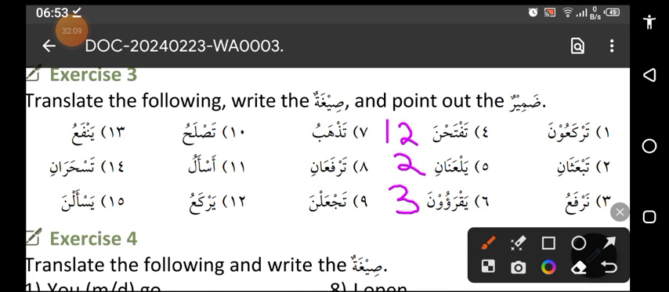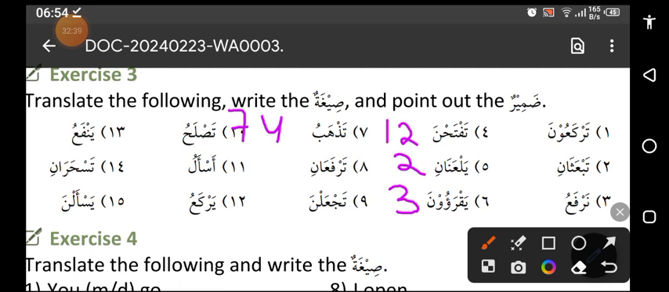Question number 7. Tadhabu. So yadhabu yadhabani yadhabuna, and then tadhabu is sigha number 4 and 7, the same one. It will depend on the sentence. What sentence is it? Either it would be hiya tadhabu, so hiya tadhabu will be sigha number 4, or it will be anta tadhabu. Anta tadhabu, so it will be sigha number 7.